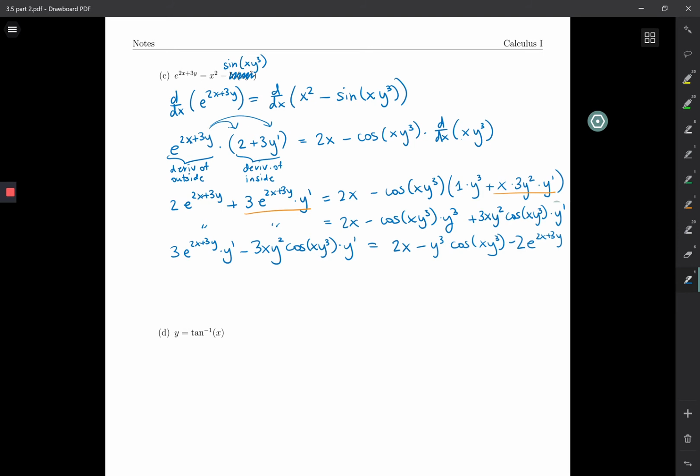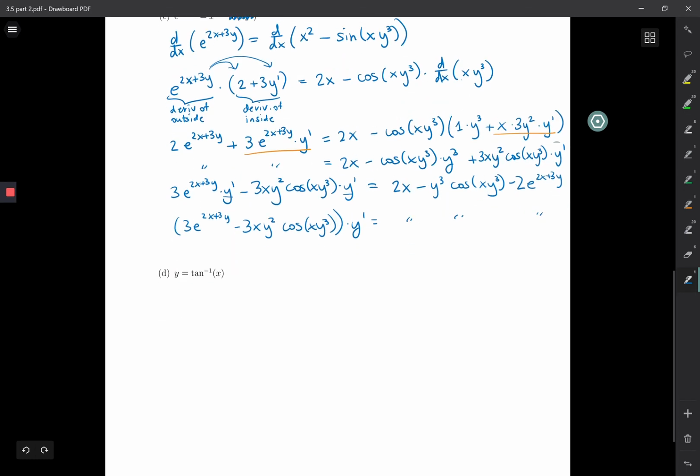Now let's see, we just need to factor out this y prime from both terms. So we will have the same stuff times y prime, and then I'm going to just copy it down for the final answer. So this will be dividing by this whole thing.